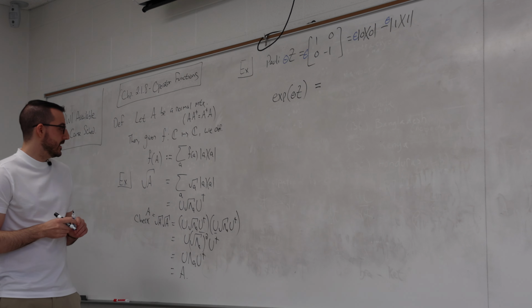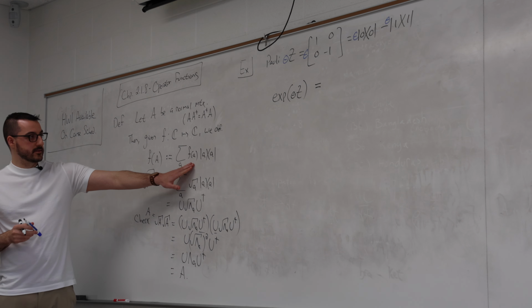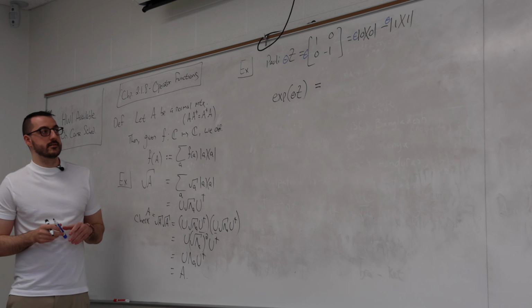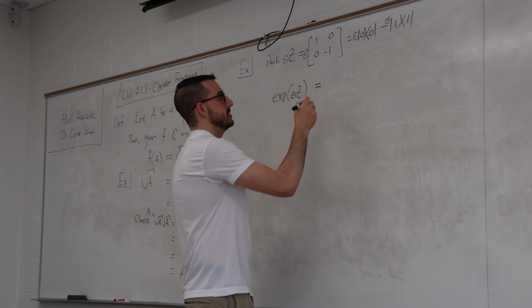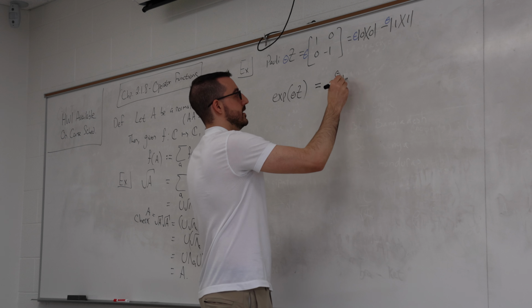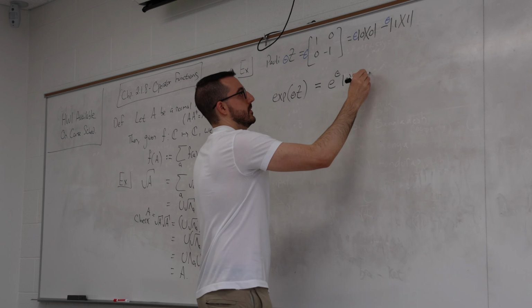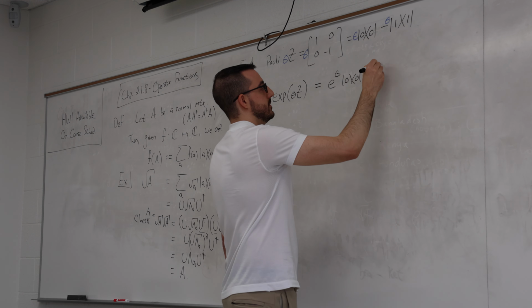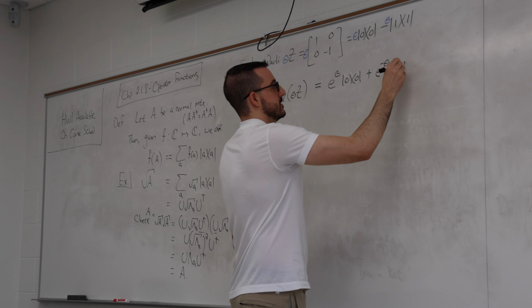This is going to be defined as being applied to the eigenvalues. The eigenvectors don't change. So I would just do e to the theta. That's the first eigenvalue. Eigenvectors don't change. Minus, plus e to the minus theta. Eigenvectors don't change.